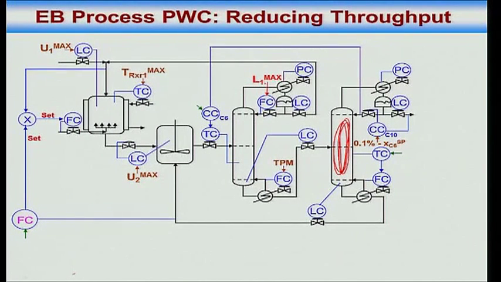As I am reducing the throughput, if L1 is kept unnecessarily at max, I will get extra recirculation. Yes or no? To prevent that, what I am saying is, whenever reflux can be maintained in ratio with the feed, I will take up ratio control.